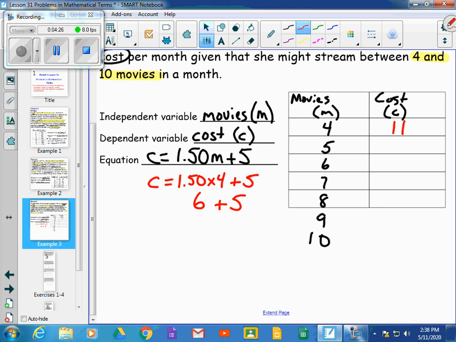If she does 5 movies in a month, she's going to have a charge of $12.50. 6 movies is going to cost her $14. 7 movies will be $15.50. 8 movies, $17. 9 movies, $18.50. And 10 movies is going to cost her $20.